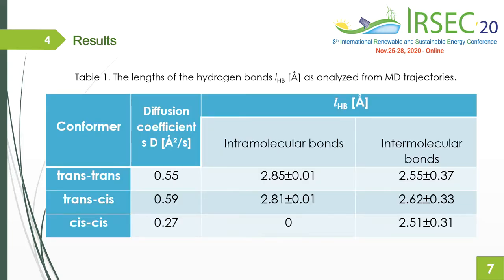So, the mean length of the hydrogen bond is 2.5 angstrom for cis-cis, as shown in this table, which is the shortest, in other words, the strongest one, which facilitates the formation of the stripes.